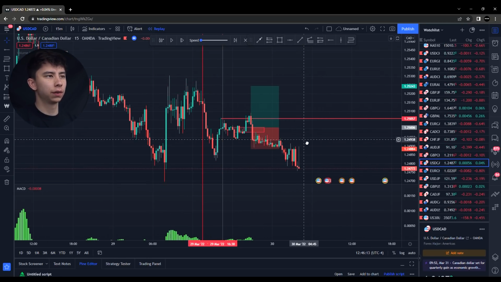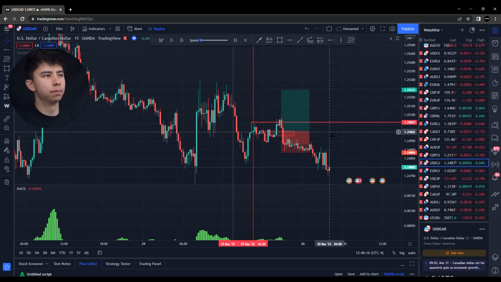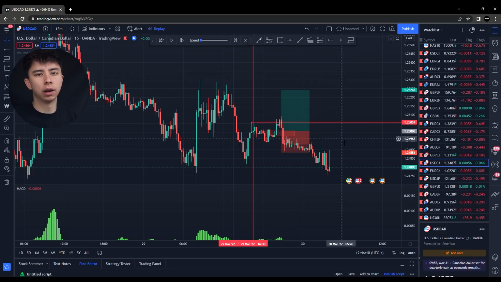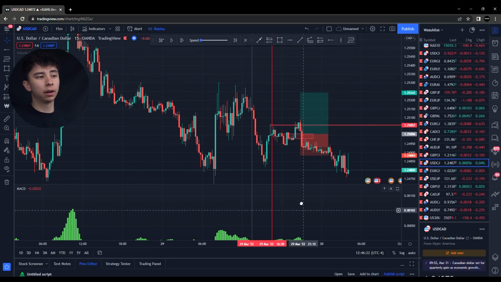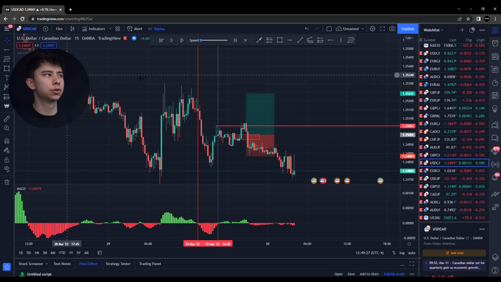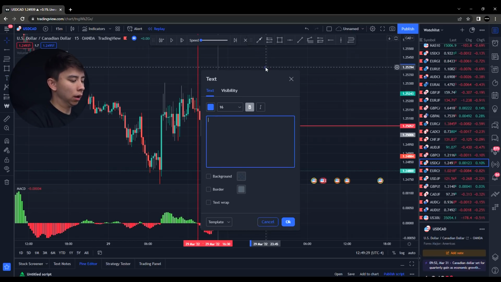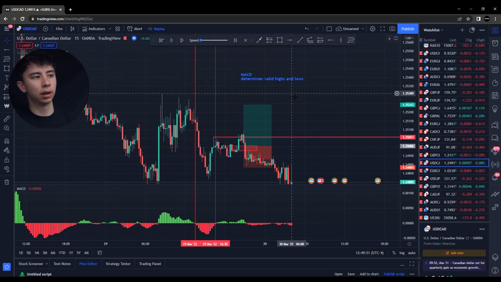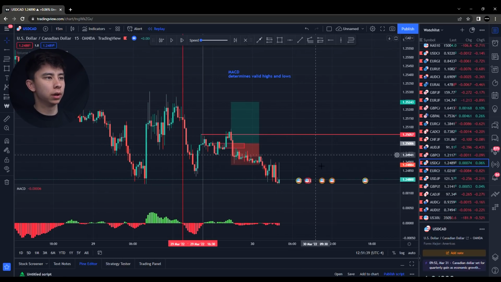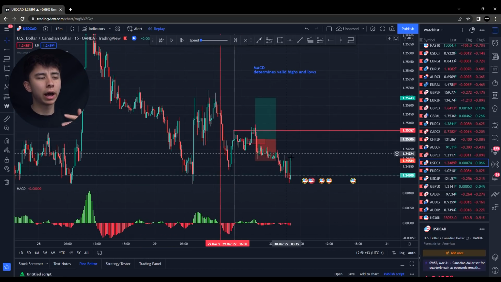See, I get a lot of trades like this. A lot of people will send me trades and ask why they didn't work out. Well, most of the time, you're not actually validating your highs and lows. So yeah, tip number one for using the MACD: it determines valid highs and lows. This is something really important that the MACD is really good at doing. So we're going to move on and show you a quick example of how to actually use proper highs and lows.